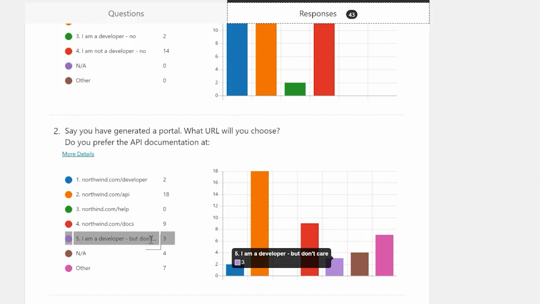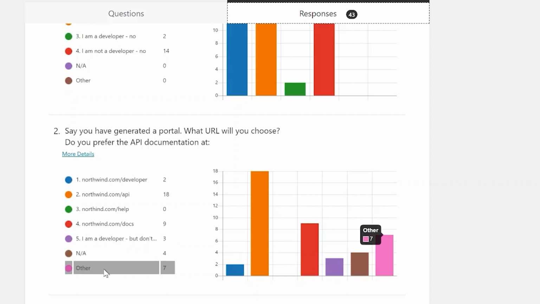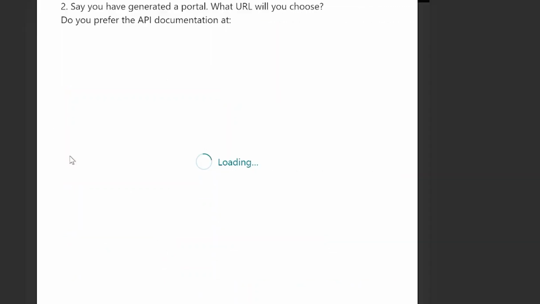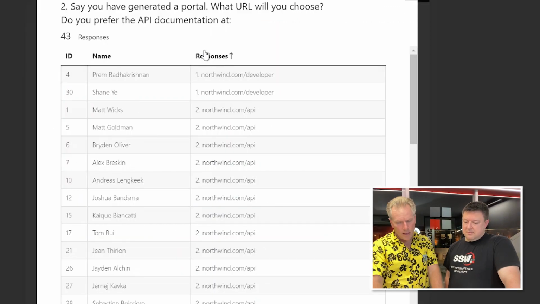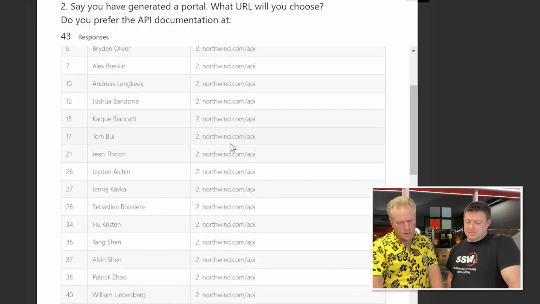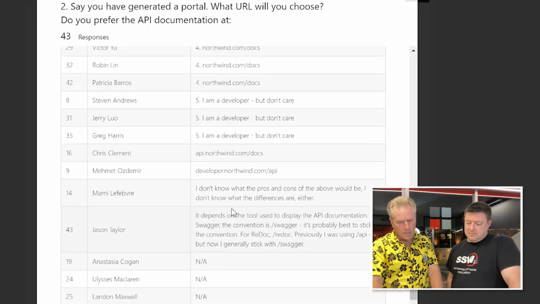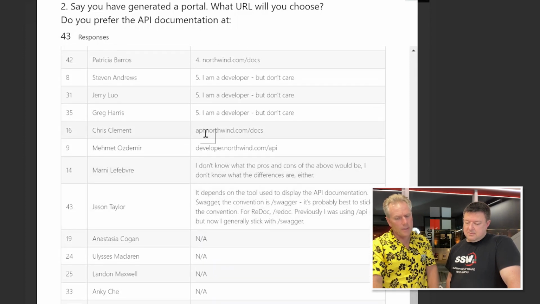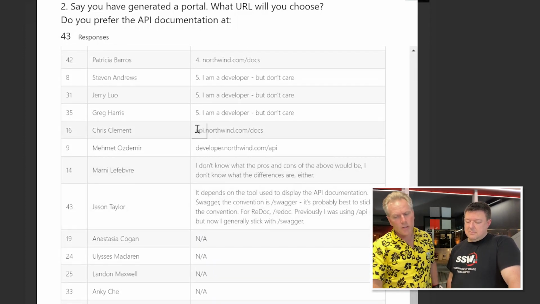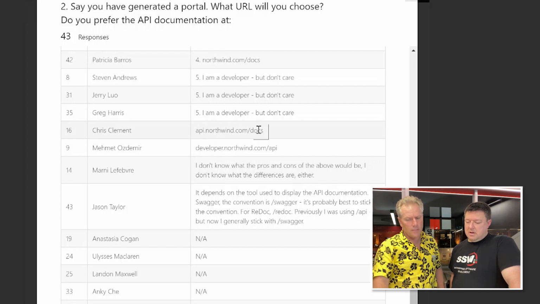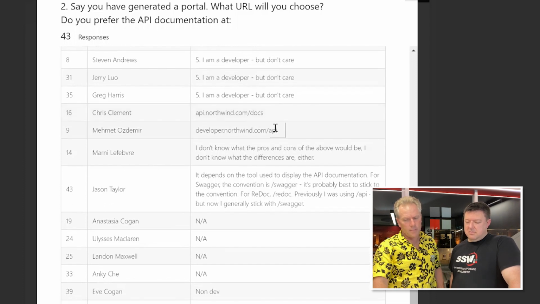Now let's look at the ones where they went other. Let's find out what they put. With other, you can see the most popular one here is API. But if we jump down here, some people like API as a subdomain, api.northwind/docs. That's a combination of both, which is good. Others want a developer subdomain.